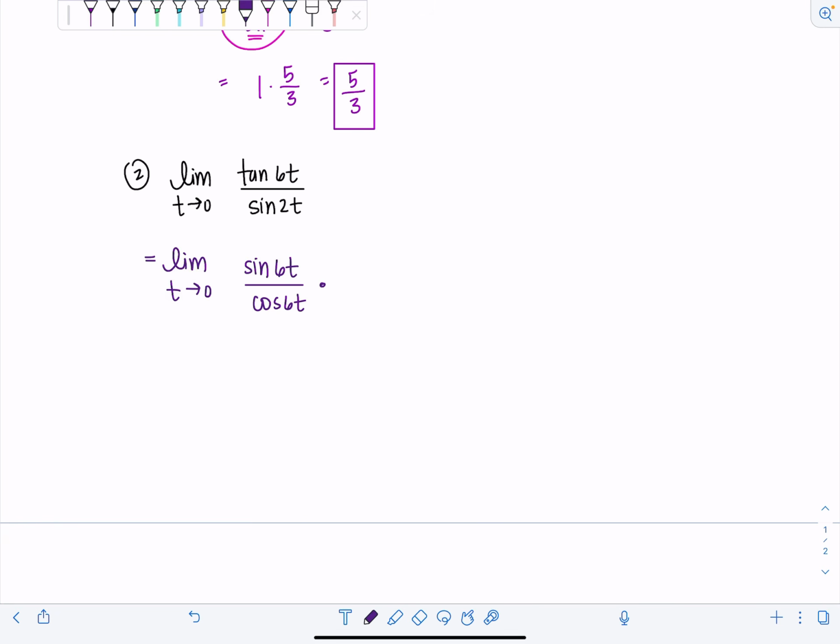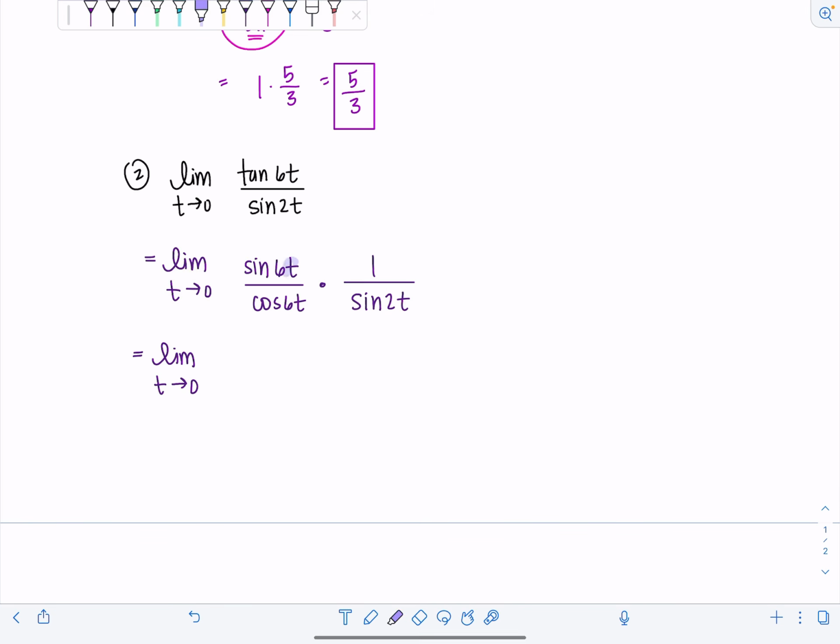And don't worry, I didn't forget about the sine 2t. It's over here, times 1 over sine 2t. Okay? Good. Now I want you to walk through the same line of reasoning that I used for the previous example, as we figure out what to multiply by so we can use our limit formulas.